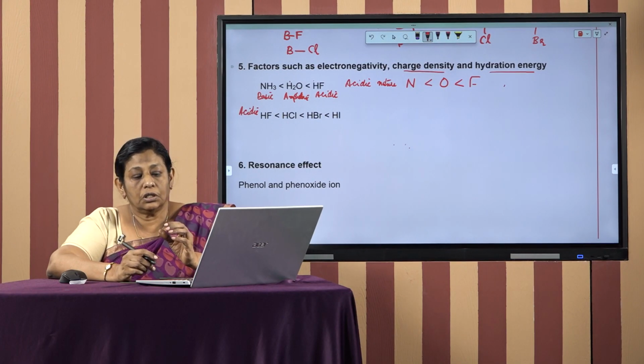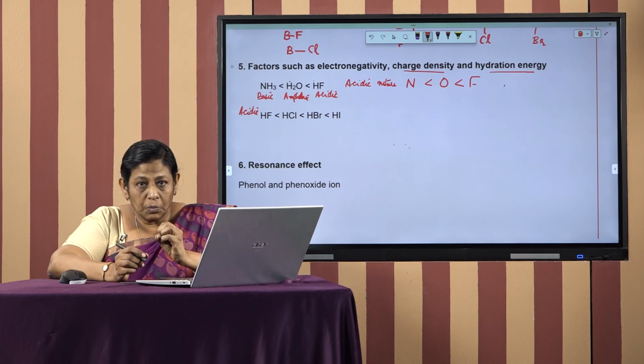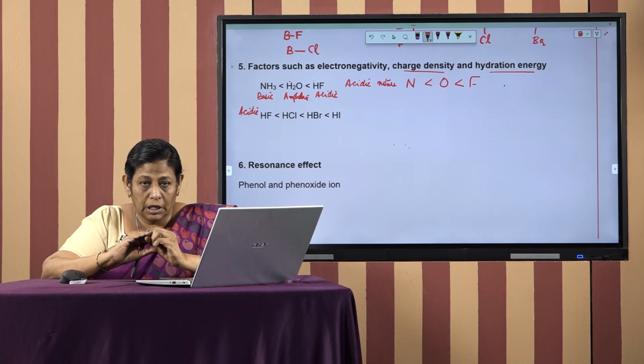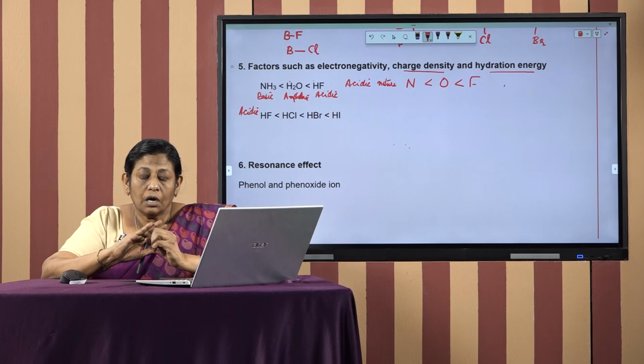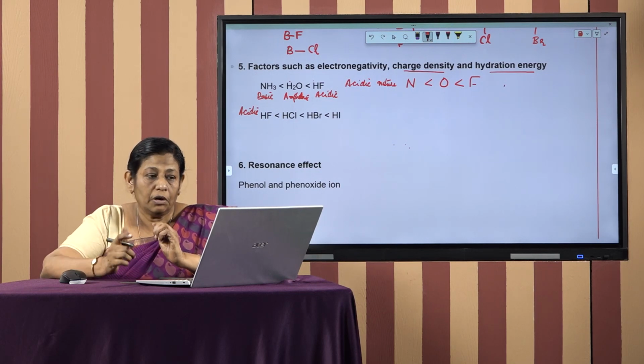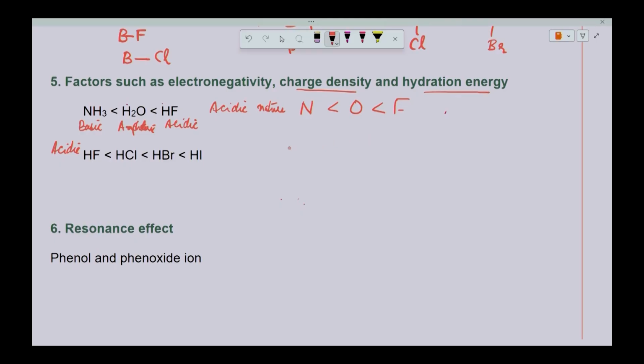What is charge density? When the size of the atom is small and it carries a unit negative charge, the unit negative charge will be spread in a very small area. See like this. In the case of fluorine, if this is fluorine, this is small, and if it carries a fluoride ion, the charge is spread along this area. Now this is chlorine. Compared to fluorine, chlorine is bigger.